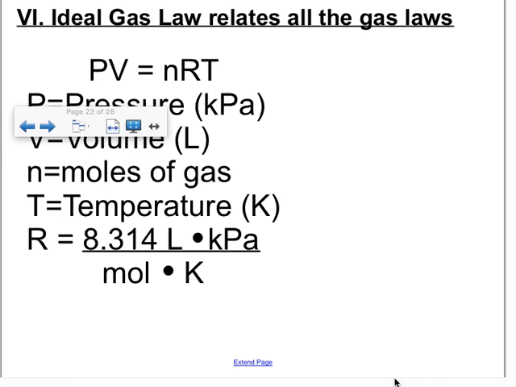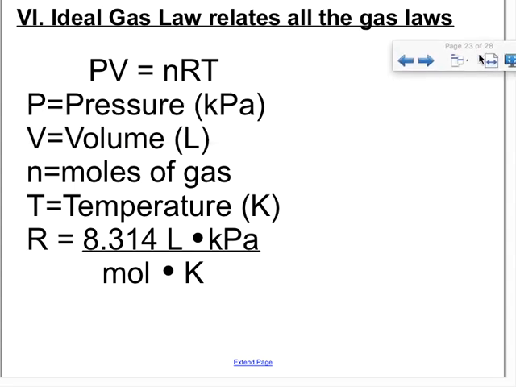So there's the combined gas law. Now the last gas law I want to talk about is the ideal gas law. The ideal gas law combines Boyle's, Charles's, Gay-Lussac's, and Avogadro's, because now we're throwing in moles. I'm also going to throw in a constant, R. So the equation is PV equals nRT.